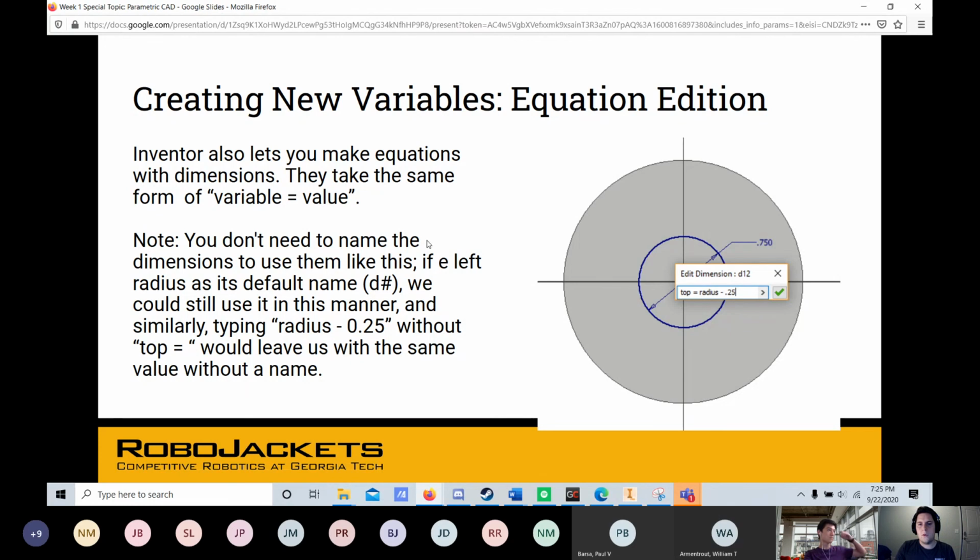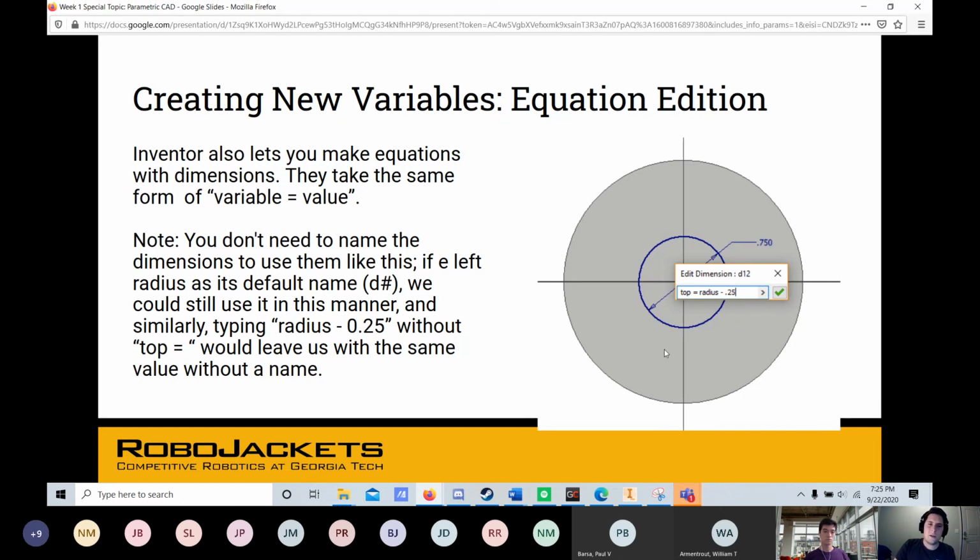So you'll just name the variable equal to some other values. Another note is that you don't necessarily need to give it a name. As you can see over here, this dimension is called D12 by default, and all of your dimensions are going to have internal names in the program itself. So you can in fact just call this radius D0, okay? So you can say top equals D0 minus 0.25, so that you don't actually have to go back and name D0 radius in your assigning.